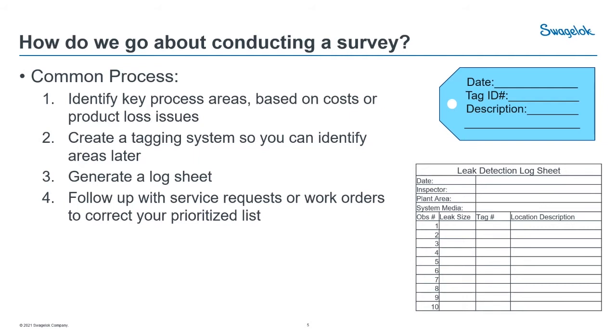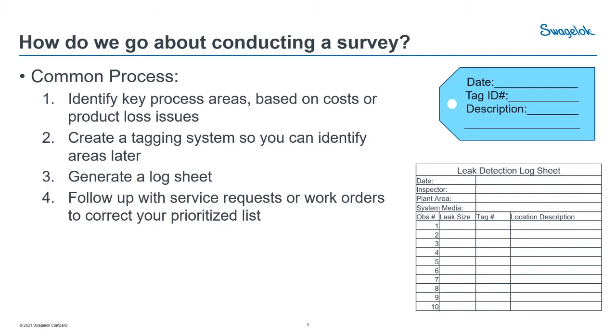So next, now we have our tags set up and we've got a group of tags ready to go, we're going to generate ourselves a log sheet. That's basically so we can take note of what our findings are when we get out in the field. This is an example of some of the things you might want to have on your log sheet: just the date, your name, what area of the facility you're working in, or what piece of equipment you're working on, what your system media is. So if you're going after, say, nitrogen or argon or something, you want to include that so you can calculate costs later on.